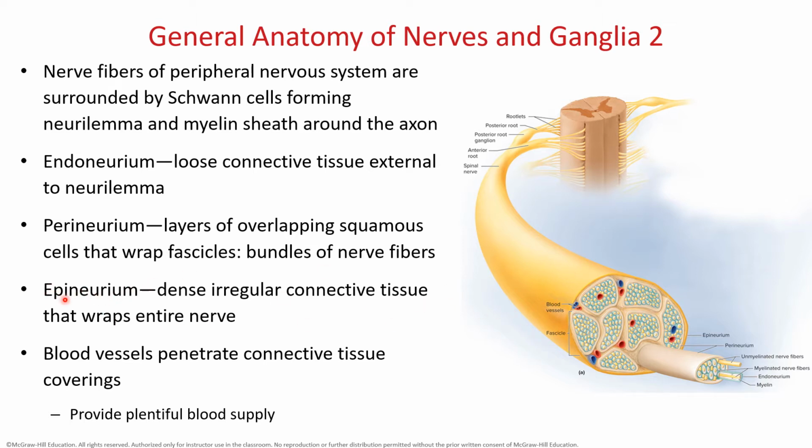So again, same pattern: epi, peri, endo. Just like with muscle tissue, we have the same pattern. Instead of endomysium, you have endoneurium. So epineurium is around that entire nerve, right around this whole nerve. We also have blood vessels that penetrate the connective tissue coverings and provide a plentiful blood supply.